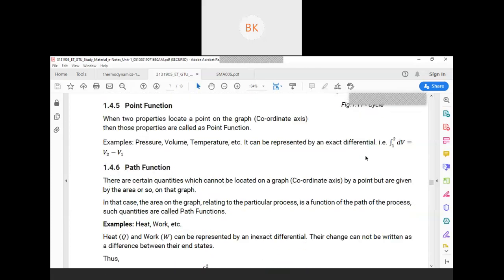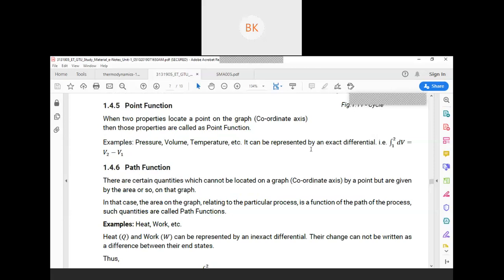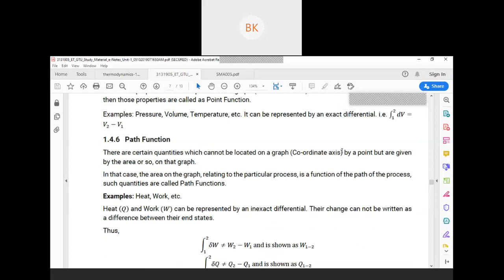Whereas what is the path function? There are certain quantities which cannot be located on the graph. Some properties we can plot on the graph, like point, temperature, pressure and all that. But there are some properties you cannot plot on the graph. Majorly, they are not defined by a point. Those can be represented by an area on the graph.